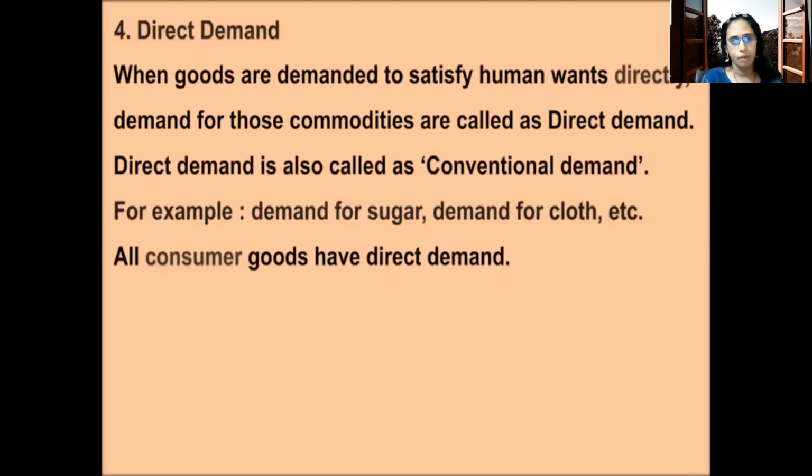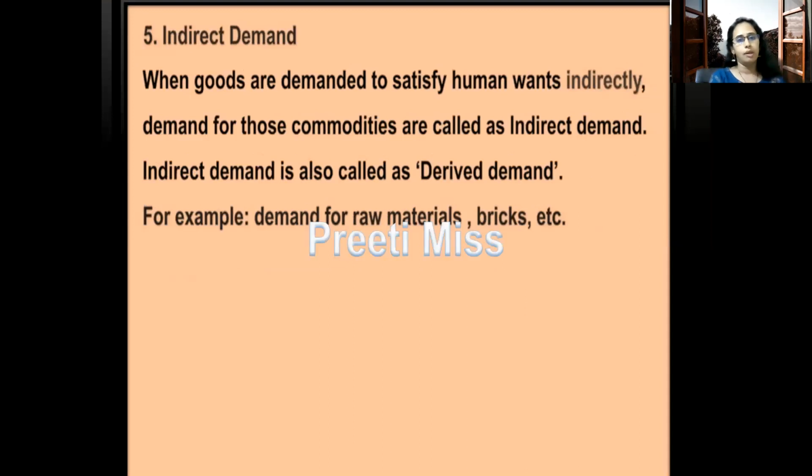Next, direct demand. Direct demand means when I want something, I go to a shop and I purchase it. That is direct demand. So demand for sugar, clothes, stationery, everything, consumers demand it directly. They go, they purchase it. So that is direct. But what is indirect demand? Indirect demand is derived demand. Remember this derived demand word also, because all the factors of production have indirect demand.